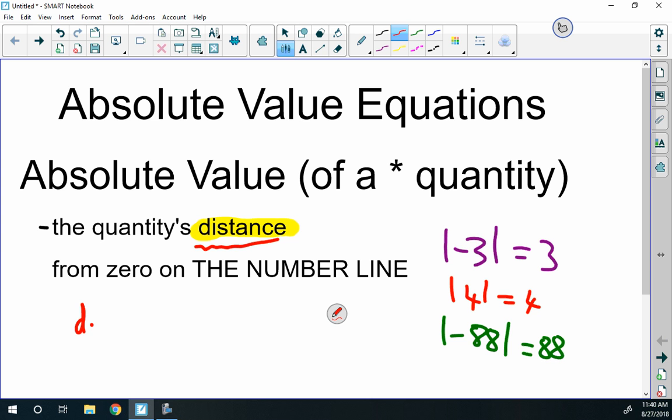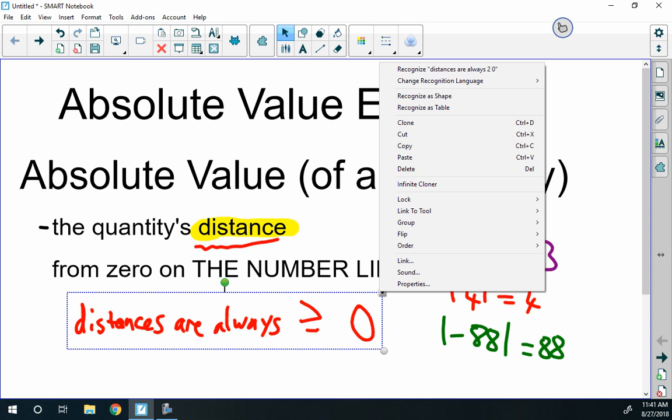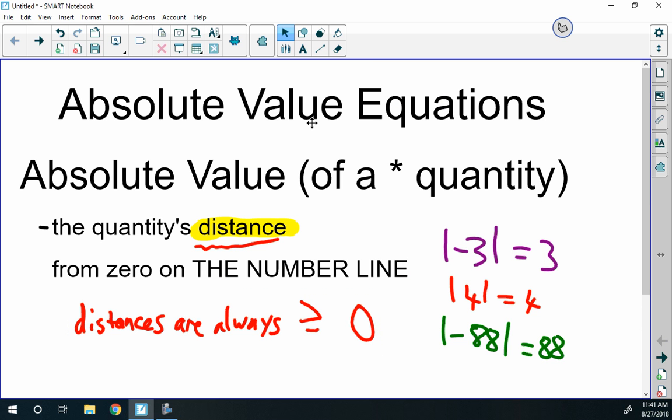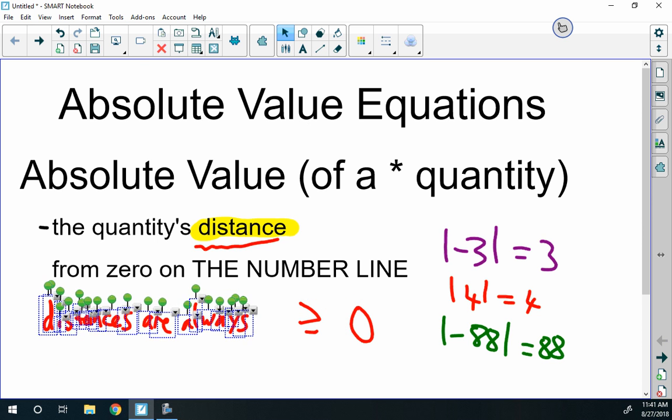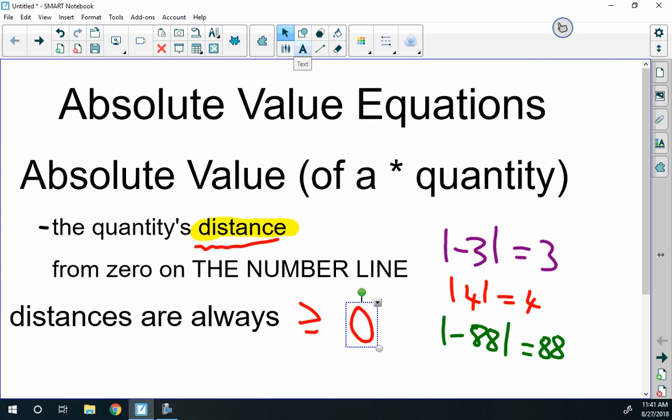Distances are always positive. Sometimes they're zero, but they're always greater than or equal to zero. And that's a real important component of absolute value that you need to understand. It's something that's very important that you understand. So distances are always greater than or equal to zero.